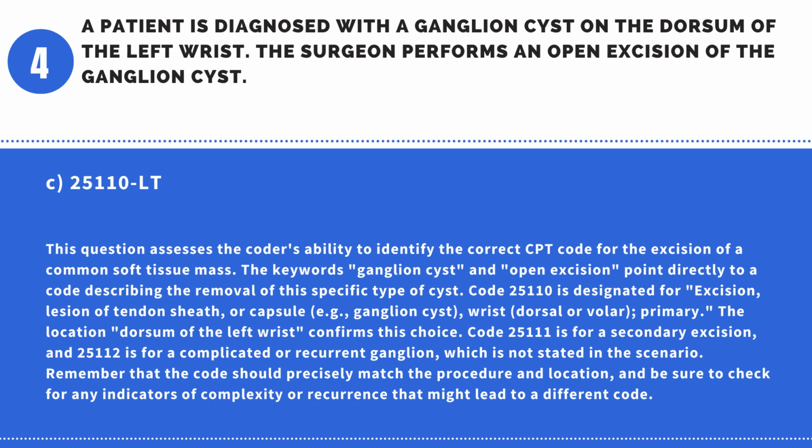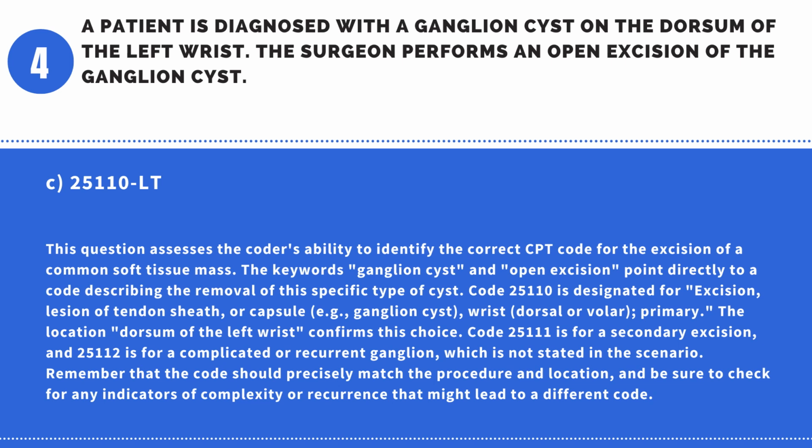25110 LT. This question assesses the coder's ability to identify the correct CPT code for the excision of a common soft tissue mass. The keywords ganglion cyst and open excision point directly to a code describing the removal of this specific type of cyst. Code 25110 is designated for excision, lesion of tendon sheath, or capsule, e.g., ganglion cyst, wrist, dorsal or volar, primary. The location, dorsum of the left wrist, confirms this choice.